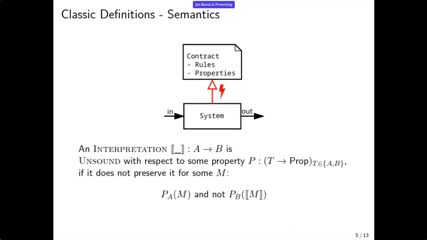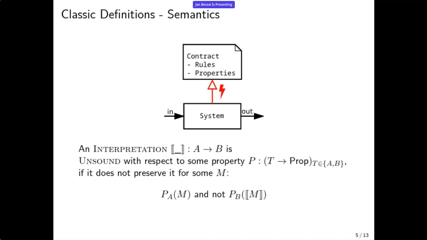Okay, what else can go wrong? I said earlier that the implementation side can also go wrong: even if our contract is well specified and there are no logic bugs, we might still have some implementation issues. And here, those are formally captured by the notion of an interpretation.